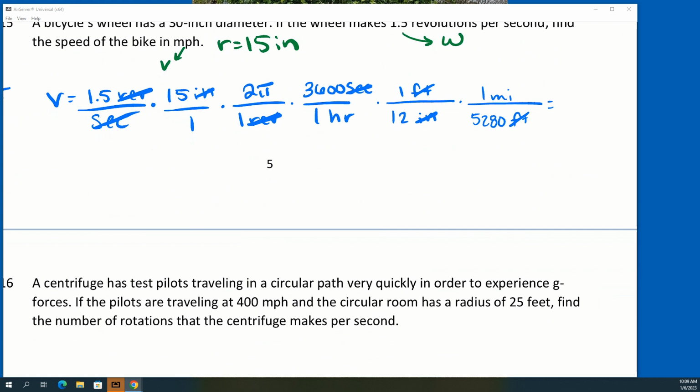And then I'm just going to double check my units. So I have miles in the numerator, which is where I want it, and hours in the denominator. So we should be good to go.